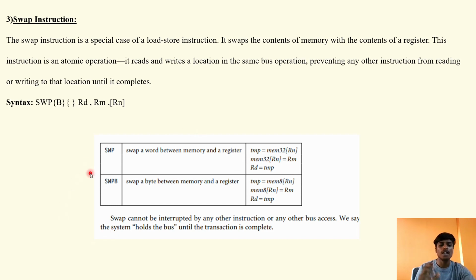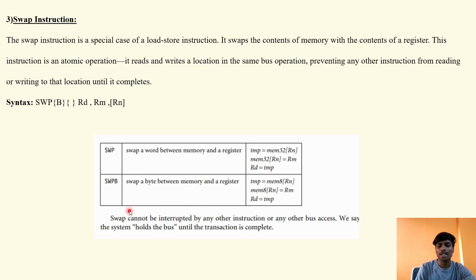Next we have SWPB. The swap B is nothing but the swap operation with byte operations. It swaps a byte between memory and a register. TMP is nothing but a temporary register. Then memory 8 RN, these are the registers used to swap. The RN, RM and RD are swapped accordingly.